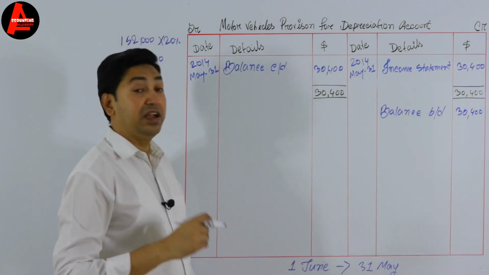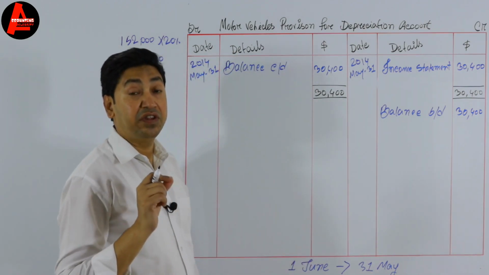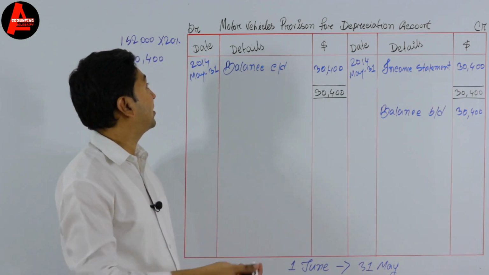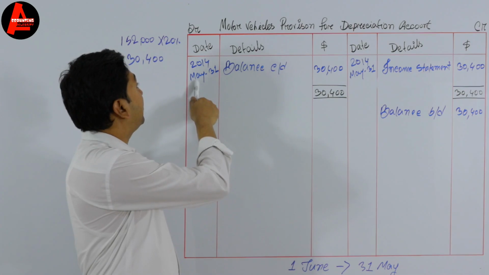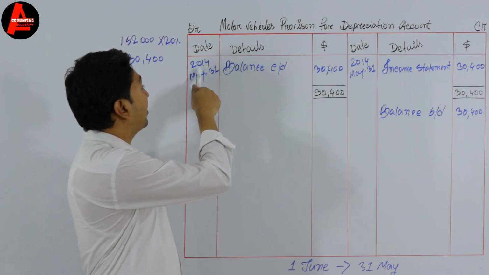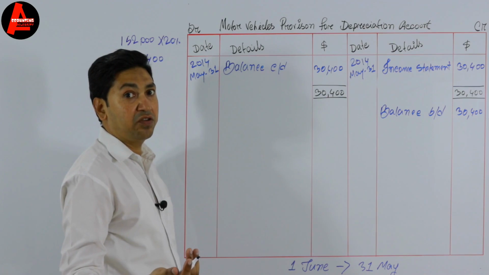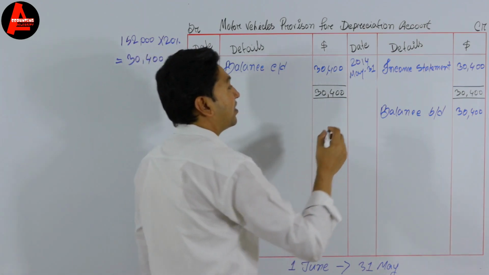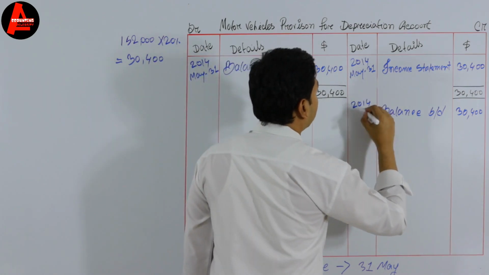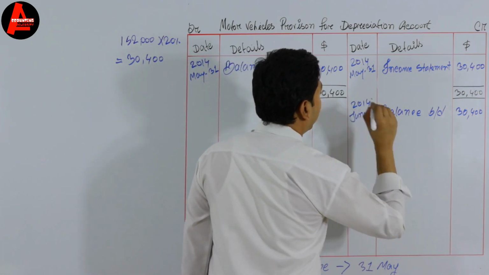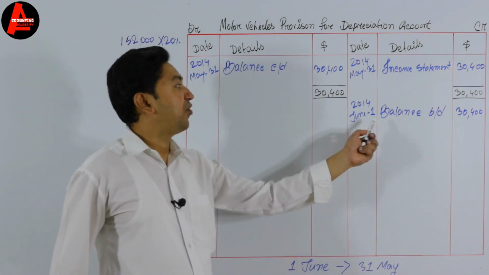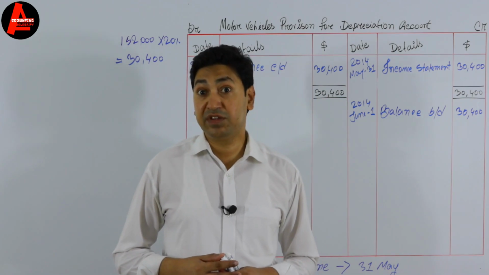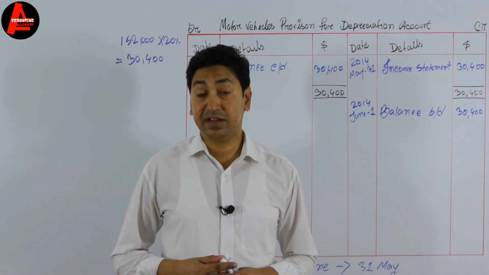Now the date. The date will be the first day of the next financial year. Here the financial year ends on 31st May 2014, so the new financial year starts on 1st June 2014. Let us write here 2014 June 1st. This is the opening balance for this year. In step 2, we are calculating depreciation for the existing motor vehicle.